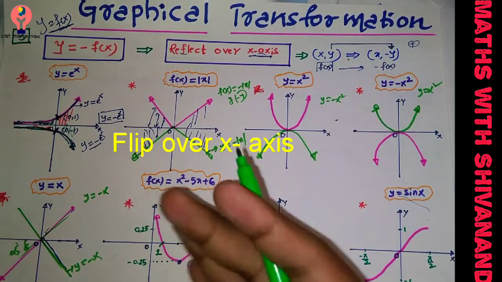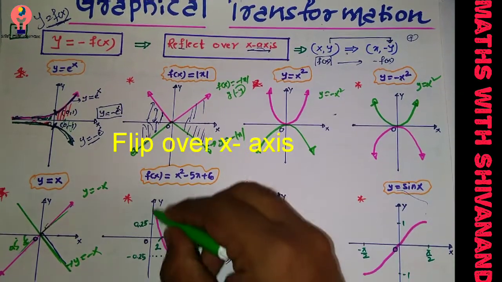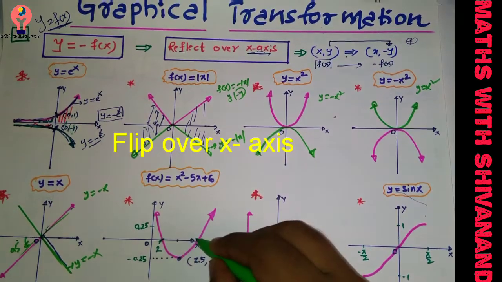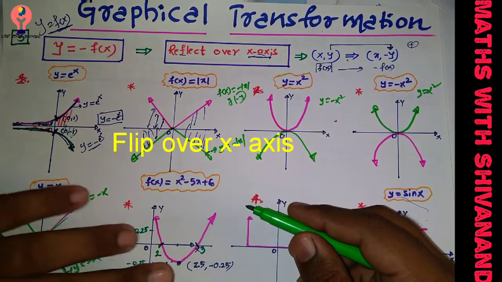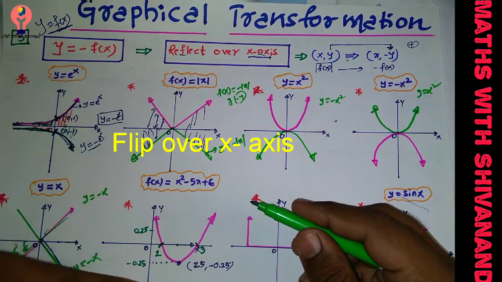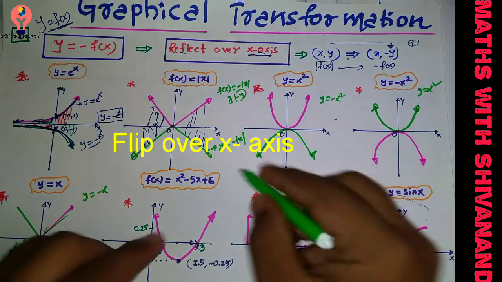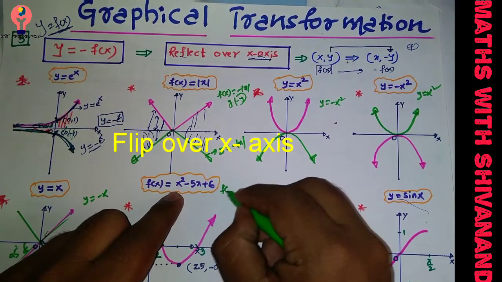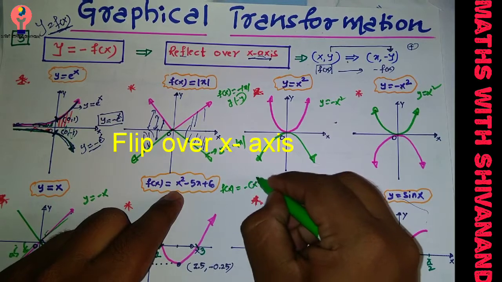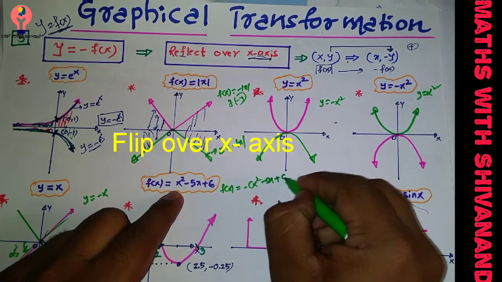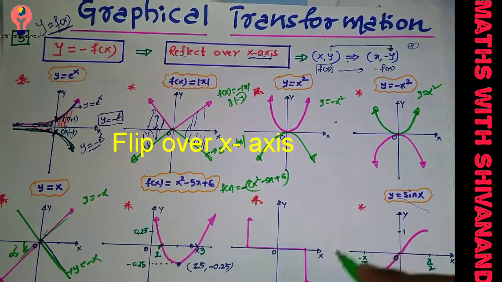Do watch it right from the beginning to the end. See here, the root point he has mentioned is 2, 3. Now reflection should happen along what? The x-axis. All the examples have to be reflected over the x-axis. So my new f of x is what? Minus of x squared minus 5x plus 6. I'm multiplying by the negative outside.